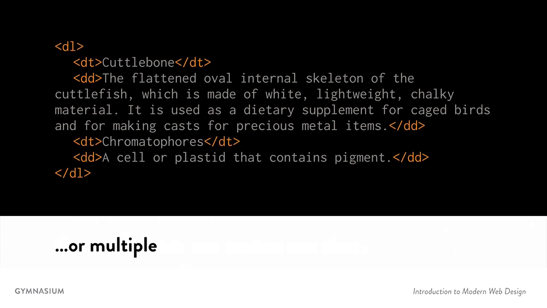Now, description lists can contain a single term and a single definition, or they can contain multiples. So here we see we've got cuttlebone and chromatophores both defined within the same description list. Now there are instances where you might have multiple definitions for the same term or multiple terms that share a definition, and description lists support this. You can have a DT followed by multiple DDs or vice versa, multiple DTs followed by a DD.